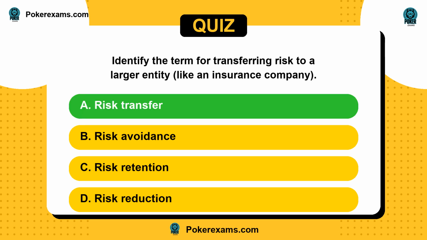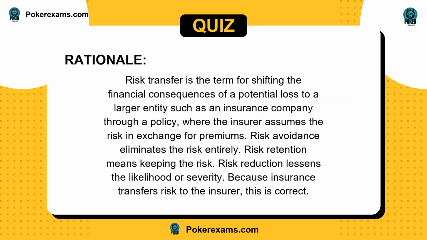The answer is A. Risk transfer is the term for shifting the financial consequences of a potential loss to a larger entity, such as an insurance company through a policy, where the insurer assumes the risk in exchange for premiums. Risk avoidance eliminates the risk entirely. Risk retention means keeping the risk. Risk reduction lessens the likelihood or severity. Because insurance transfers risk to the insurer, this is correct.